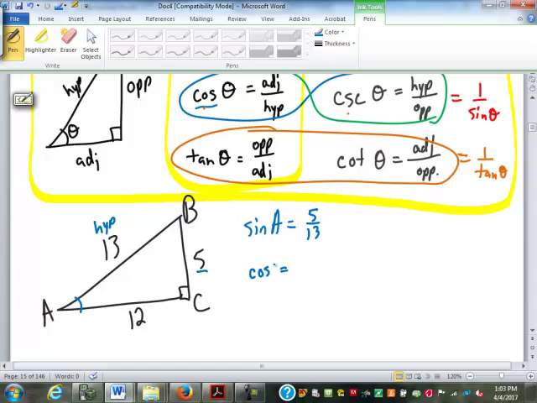What is the cosine of angle A? Perfect. Cosine is the adjacent side, which is 12, over the hypotenuse, which is still 13. What's the tangent of angle A? 5 over 12. Good. Opposite is 5, adjacent is 12.